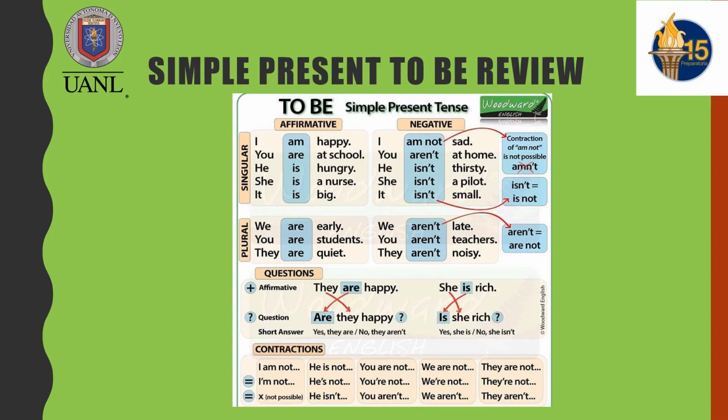Also, questions. When you are forming the questions, you have to remember that the auxiliary is going to be placed at the beginning of the statement, and then you have the subject, and then you have the complement. So you're going to interchange the elements. They are happy, affirmative sentence. Question, are they happy? So we have here another example. She is rich. Question, is she rich? So to answer the questions, you can use yes they are or no they aren't, or in the other case, yes she is, no she isn't.